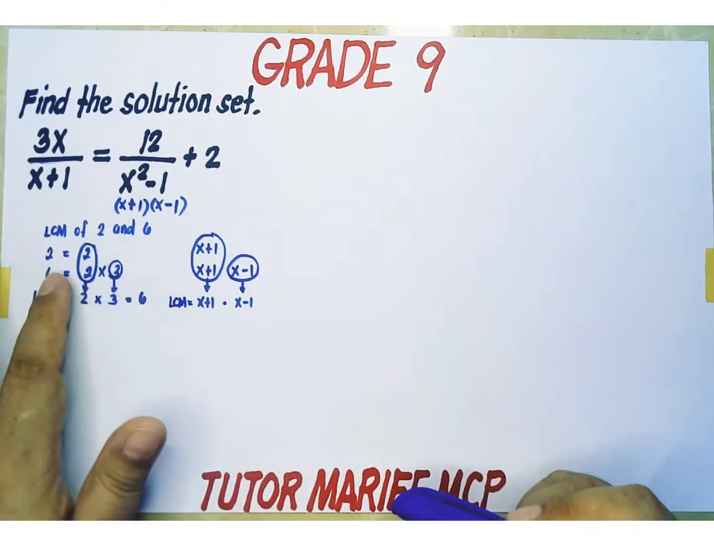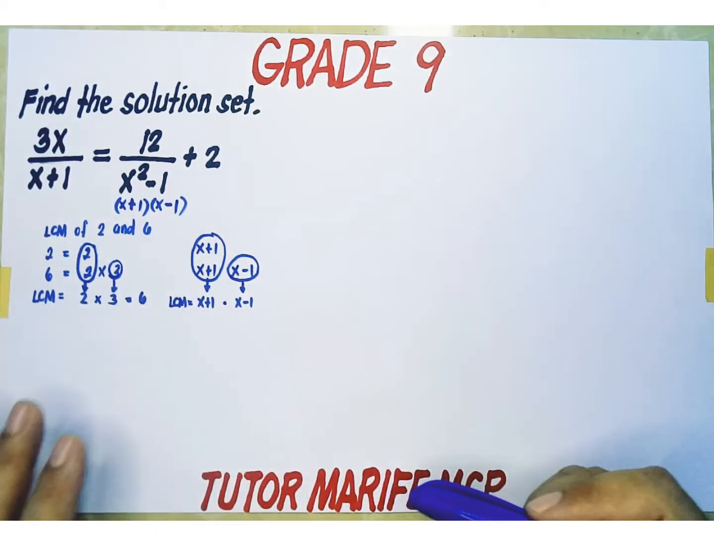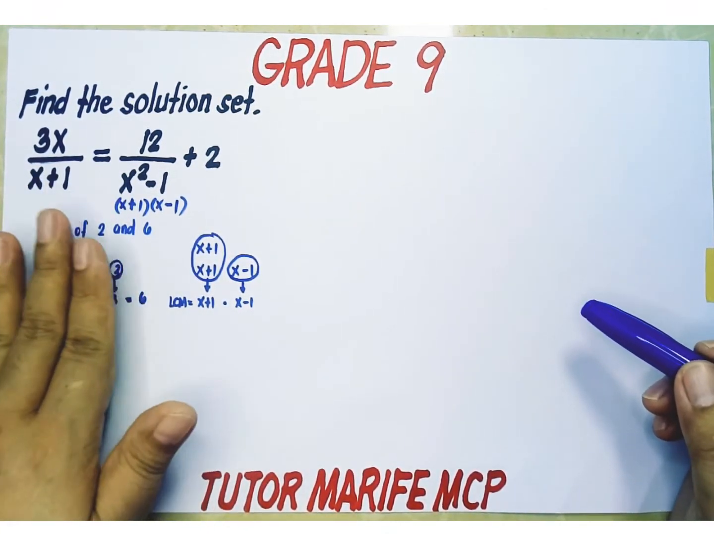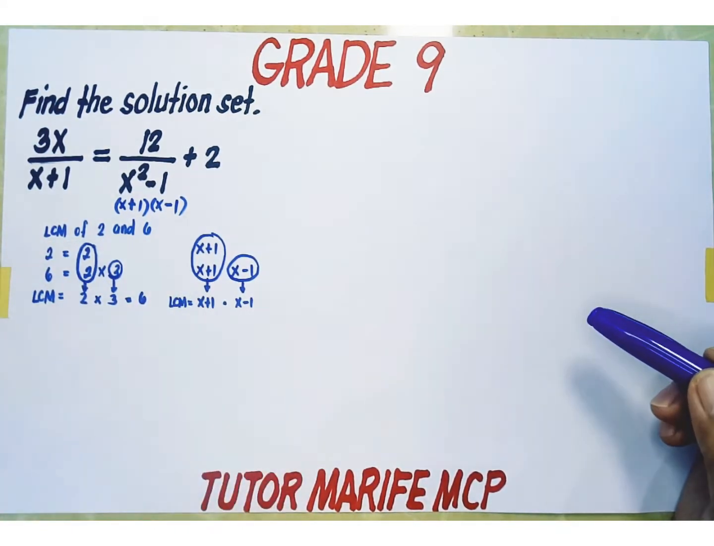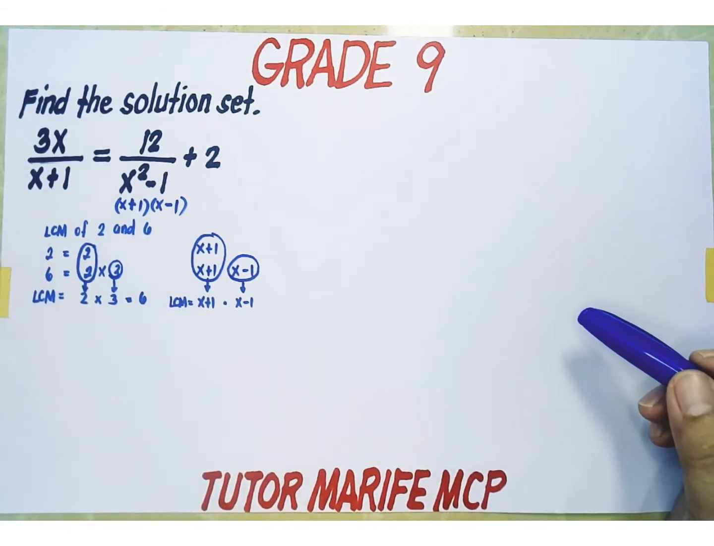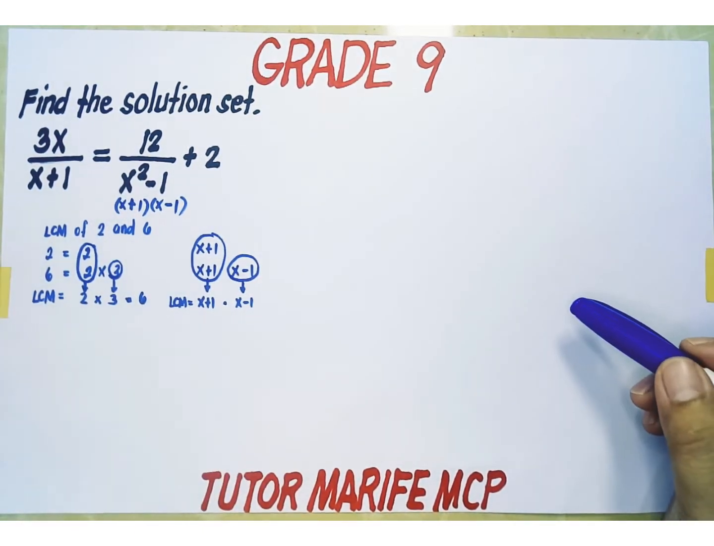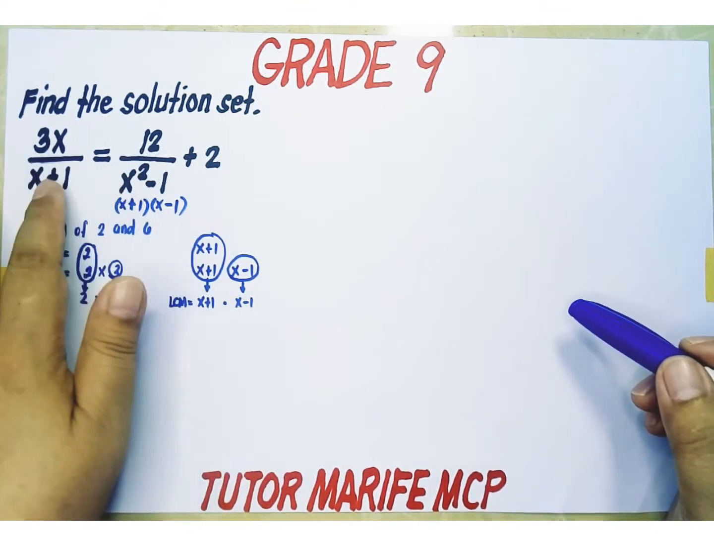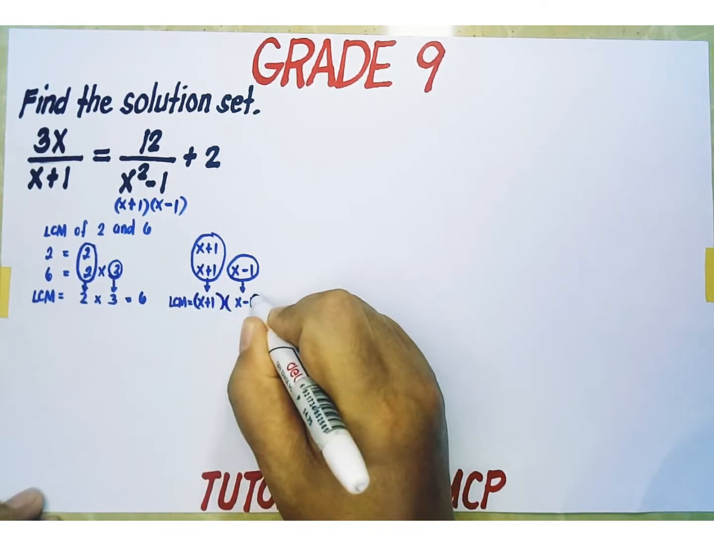So, it's very similar doon sa process na itinuro sa atin noong elementary. Ang difference lang, dito mga numerical values yung hinahanapan mo ng LCM. Sa algebra, may kasamang variables, mga expressions na ang hinahanapan natin ng LCM. Pero the process is the same. So, ang LCM ng denominators natin is the product of x plus 1 and x minus 1.